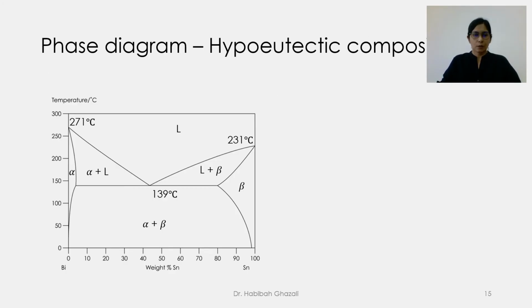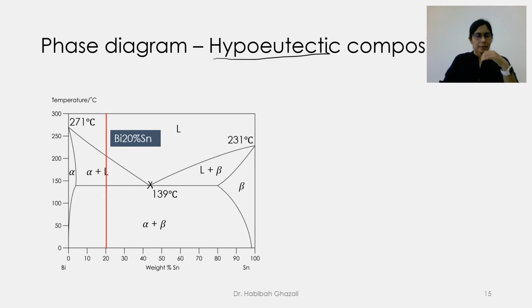So now let's have a look at a composition that we call hypoeutectic composition. Hypoeutectic composition is a composition of this alloy that lies on the left side of the eutectic composition, of the eutectic point. So anything on the left side is what we call hypoeutectic composition. As an example here, we will have a look at an alloy consisting of 20% tin and 80% bismuth.